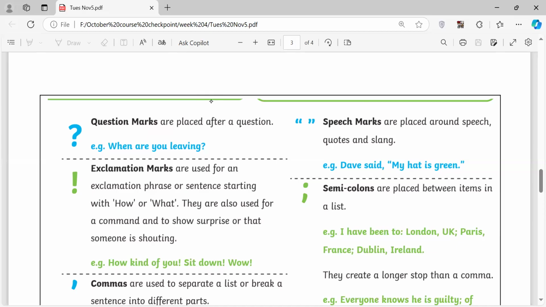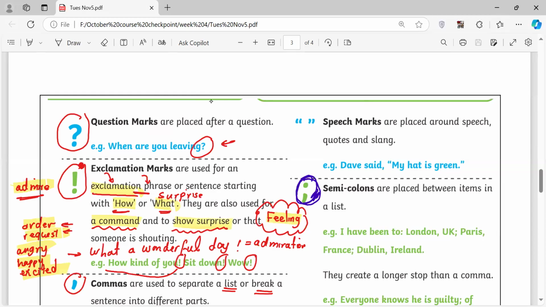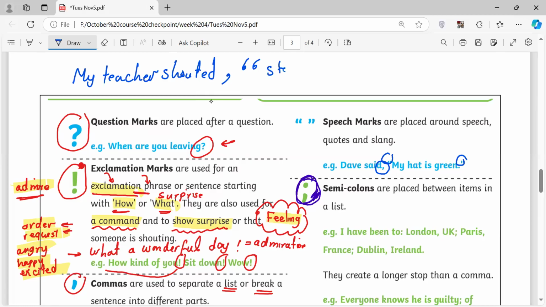Don't forget to use a comma before the quotation, before the inverted commas. Look again at the rule here. Here it is, a comma after the word said, and this is the inverted commas. Look at this example: my teacher shouted, comma, before the quotation marks, "Stop talking." So always don't forget to use a comma before the quotation mark. Use a comma before a quotation. Don't forget again and again.